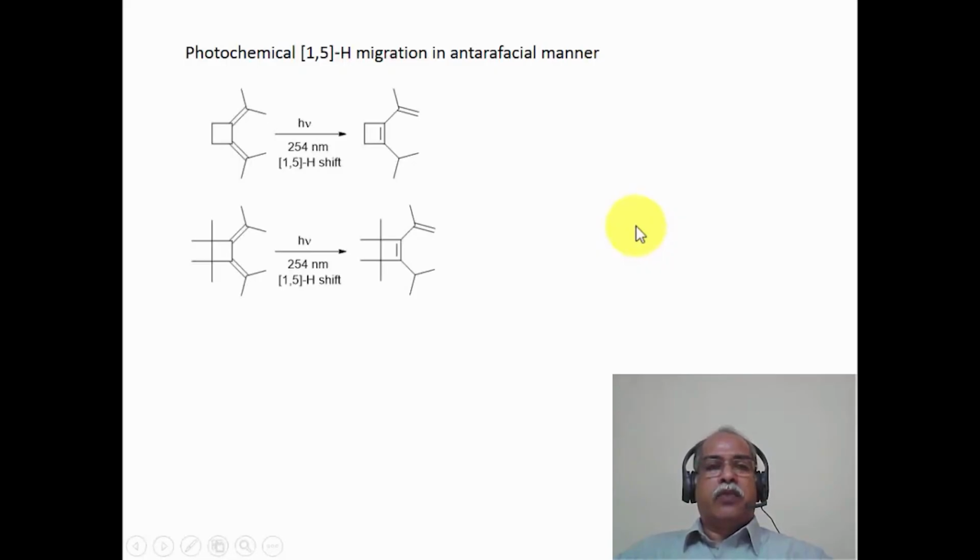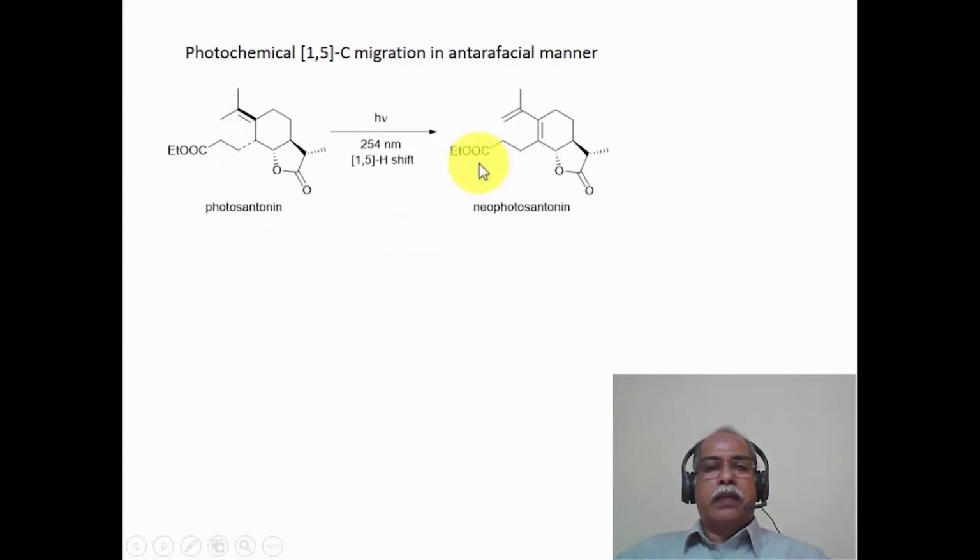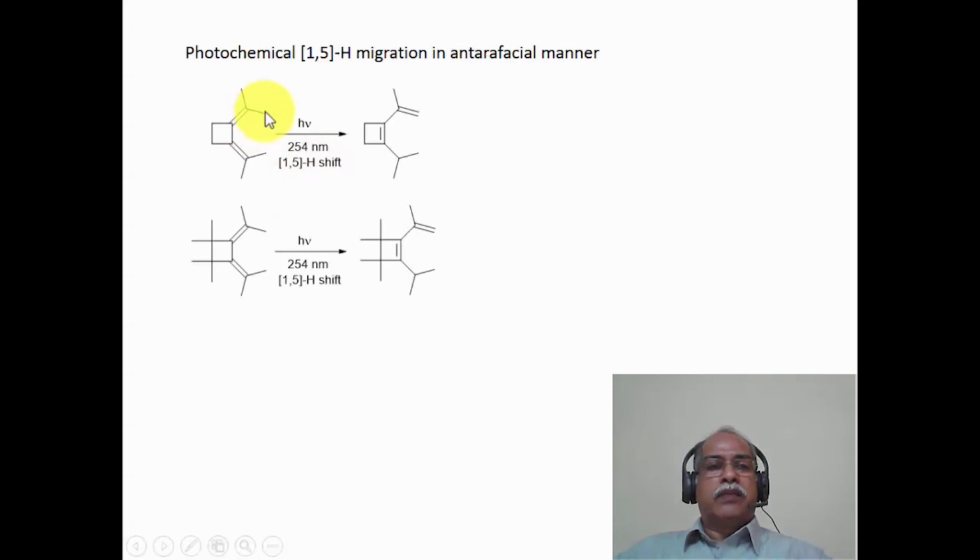Now let us consider the photochemical 1,5 hydrogen migration in an antarafacial manner. In these reactions, the two pi systems are not planar with respect to each other. Because of the steric hindrance between these two methyl groups, this pi will be pointing up, or this pi will be pointing down, or vice versa, as the case may be. That brings the hydrogen to be in a favorable position for the antarafacial shift. Remember, it is a photochemical reaction. 1,5 migration should be antarafacial.